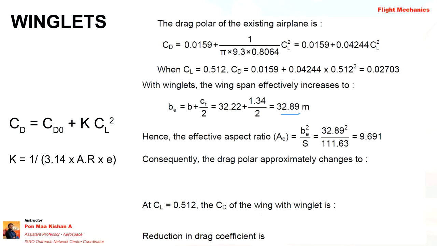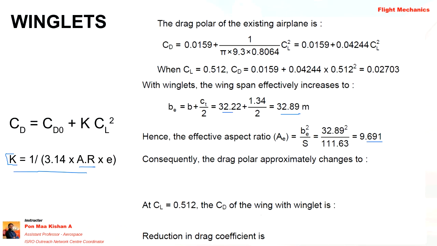Okay. So before that, the wingspan is 32.22 meter. So now the effective is 32.89 meter. Whereas the aspect ratio, before it was 9.3 and after that it was 9.6. Okay. So now we have got a new aspect ratio. So what we have to do is we have to identify our new K factor with this effective change in aspect ratio.